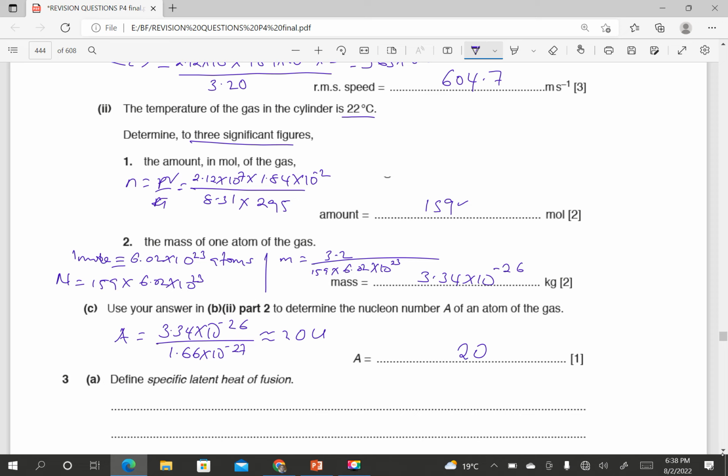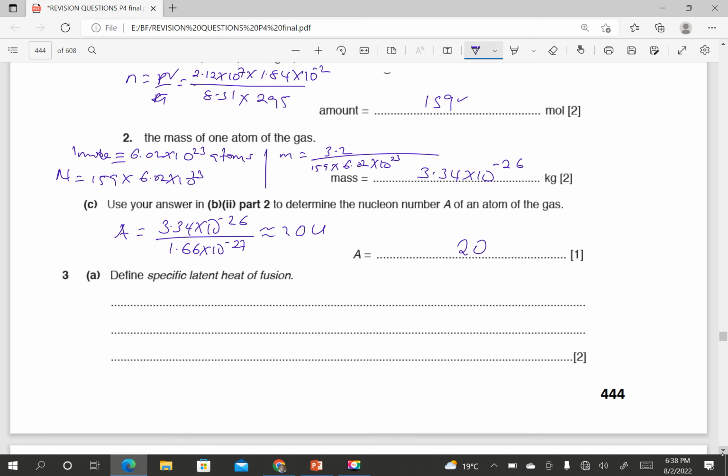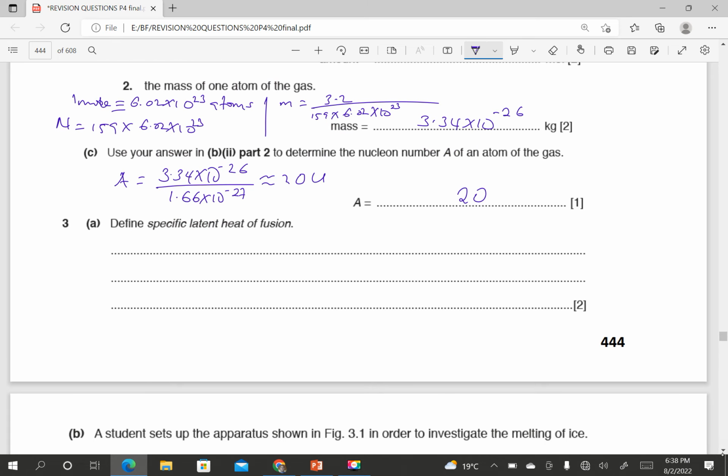By the way, remember the mass of the atom is approximately the same as the mass of the nucleus, because according to the alpha particle scattering experiment, most of the mass is concentrated in the nucleus. Most of the atom is therefore empty, what? Empty space.